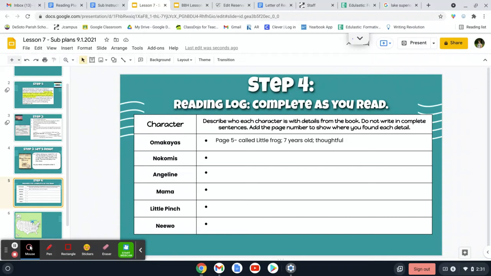Okay, I'm going to pause right there because you should be learning more about Grandma. And her name is what? Nokomis. So I'm going to pause and I want you to type what you know about her grandmother so far.